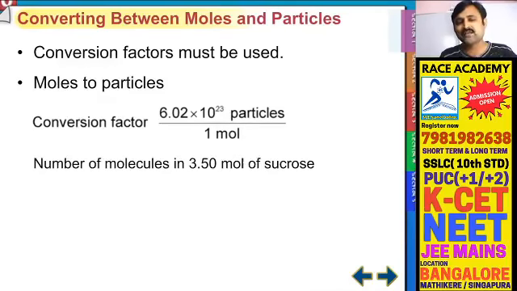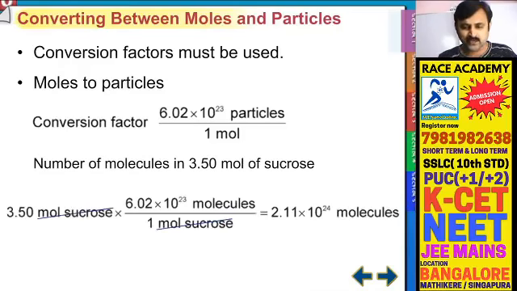Suppose they ask for the number of molecules in 3.5 moles of sucrose. The conversion factor for moles into molecules means multiplying the moles by the Avogadro number. If you do that, you will get 2.11 × 10^24 molecules of sucrose in the 3.5 moles of sucrose given to us.